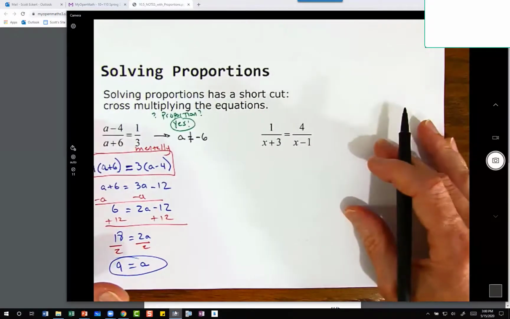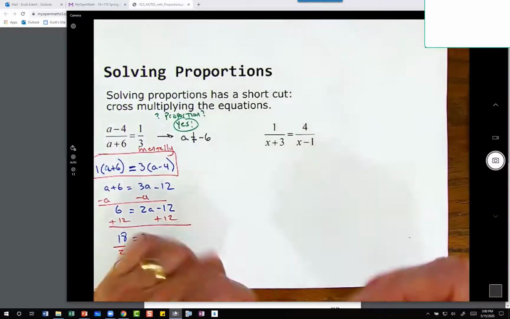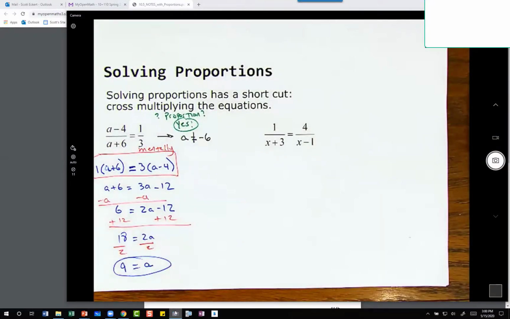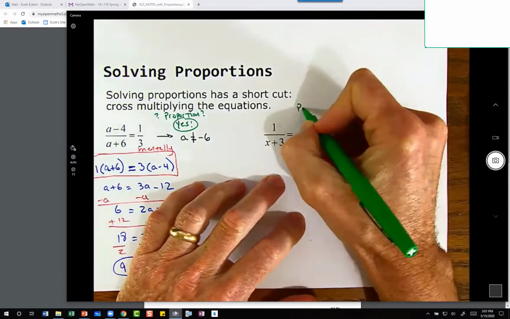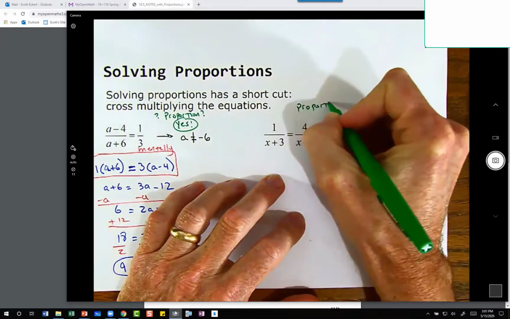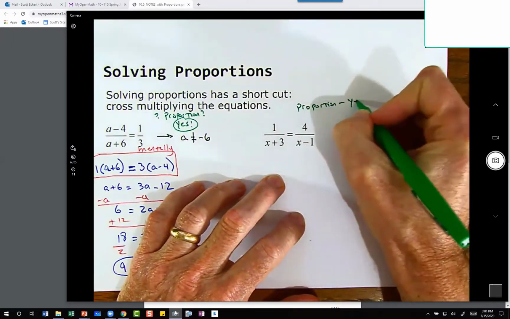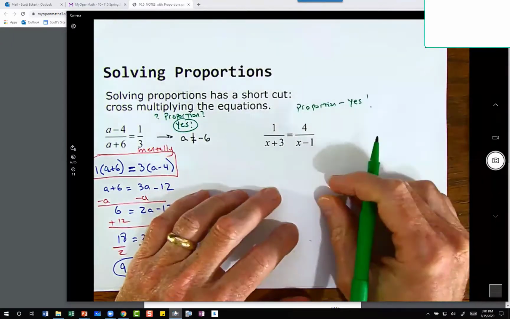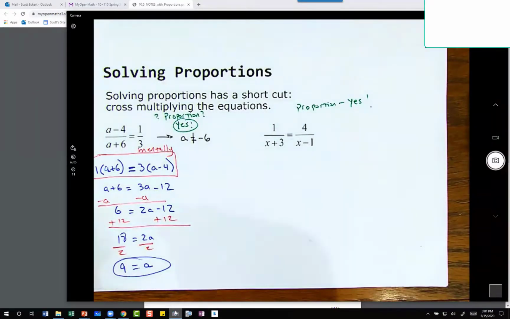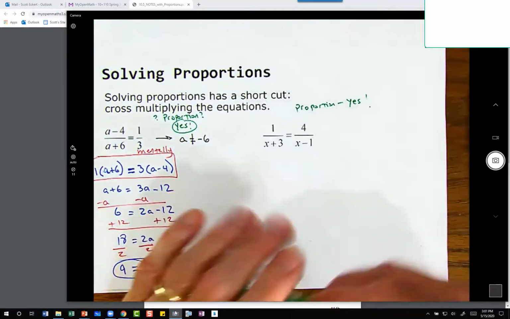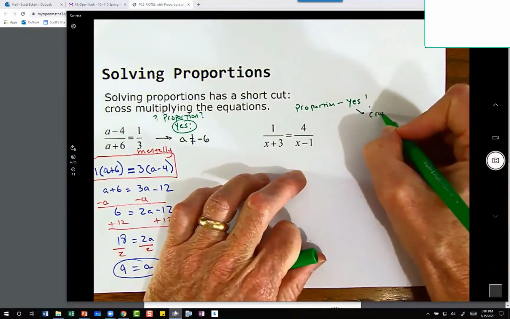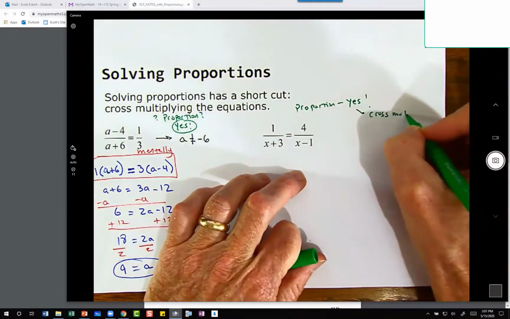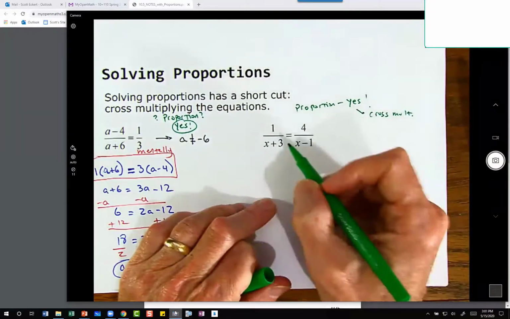All right. Second one, is it a proportion? Somebody besides Christy, she called the last one. Yes, it is. And because it's a proportion, we have an easy way to solve. Our easy way to solve is cross multiply. Now you do have to have a proportion. You do have to have an equals.